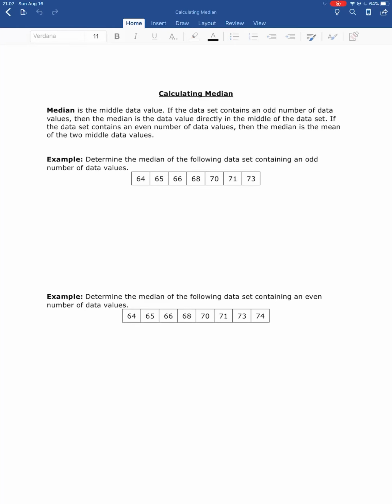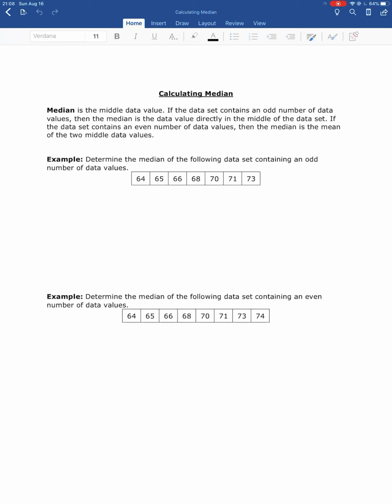Okay, now we're going to look at the median. So the median is the middle data value. If the data set contains an odd number of data values, then the median is the data value directly in the middle of that data set. If the data set contains an even number of data values, then the median is the mean of the two middle data values. So we're going to do an example of each of those.